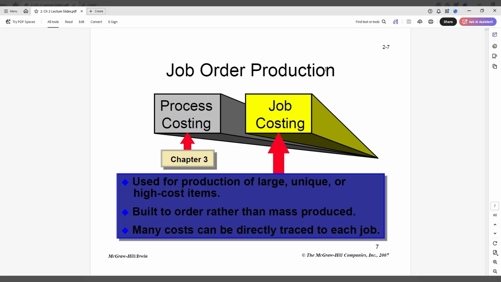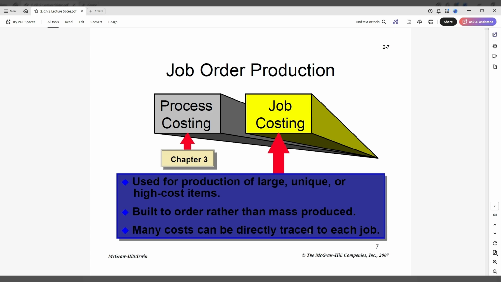So job order production, as this says in this one, process costing, Chapter 3. So forget about that for the immediate moment. But job costing here is used for production of large, unique, or high-cost items. Like I said before, customized kinds of items fall in this category. Built to order, in other words, custom, rather than mass-produced.